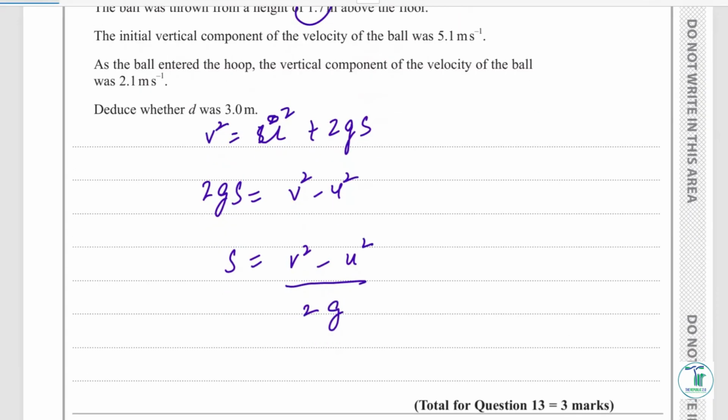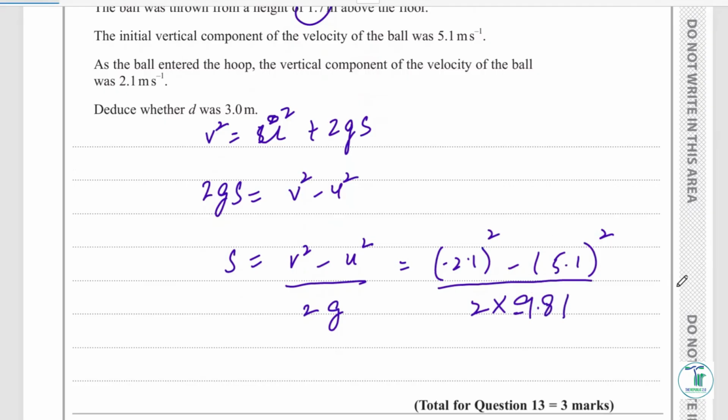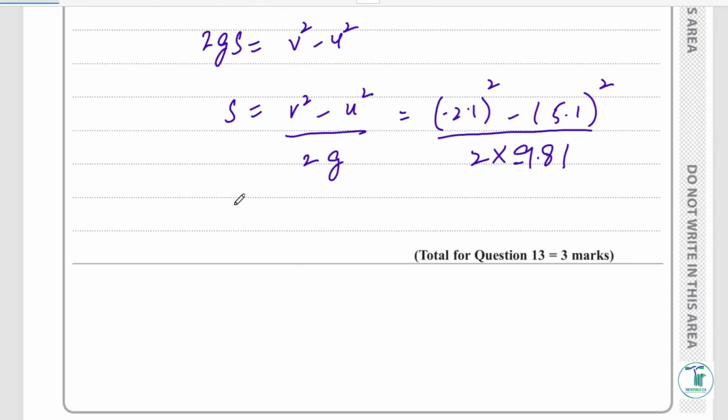Now, what was the final velocity? Since that velocity would have been downward, I'm going to take it as a negative velocity. So the answer from here has to be something like minus 2.1 square minus 5.1 square, divided by, since the ball is moving up, the gravitational acceleration has to be negative 9.81. When you simplify this down, the distance is going to be 1.1 meters. So the total height of the hoop above the floor has to be 1.7, which was the initial height, plus 1.1, which comes out to be 2.8.